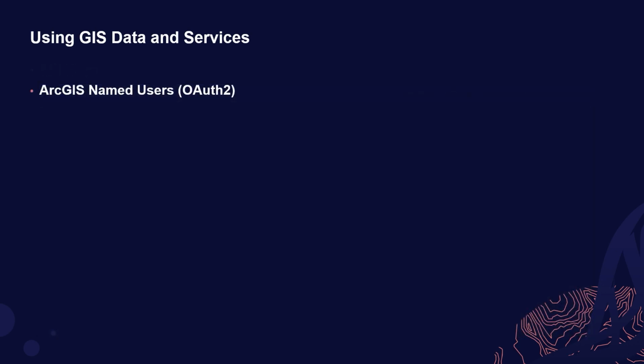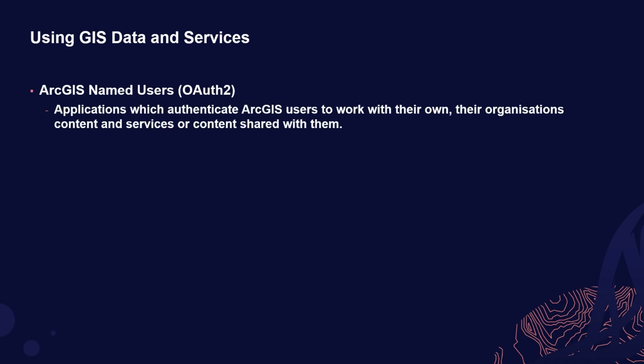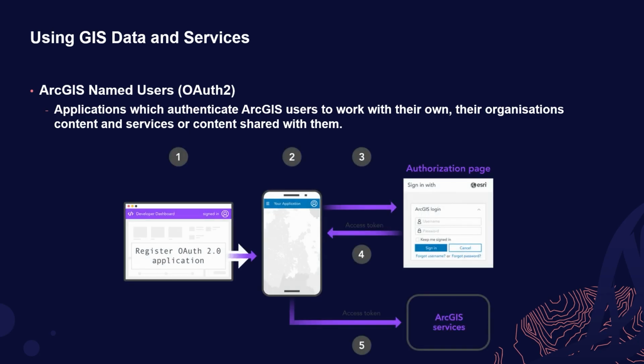Let's take a look now at the other method. That's using OAuth 2 and ArcGIS named users to access ArcGIS content and services. This is where you want your application to use ArcGIS identities so that your users can use their own GIS data or their organization's GIS data, as well as content and services that have been shared with them. It relies on an ArcGIS portal, such as ArcGIS Enterprise Portal or ArcGIS Online, providing an access token to your application. But regardless of what method you choose, there is plenty of help and support and examples on the ArcGIS developers website, so you can get started with your chosen development framework straight away.